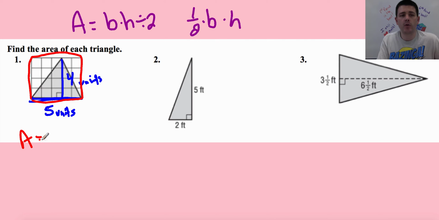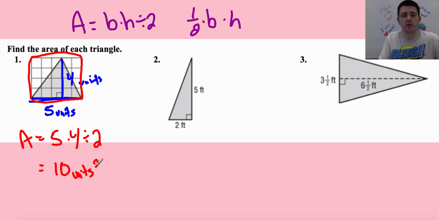So remember to show your work. You do have to write out what are you multiplying and dividing by. Don't just jump to an answer, you won't get credit for it. I need to see how you got your way there. 5 times 4 is 20, divided by 2 gives me 10. Don't forget your units. In this case, it's 10 units squared.